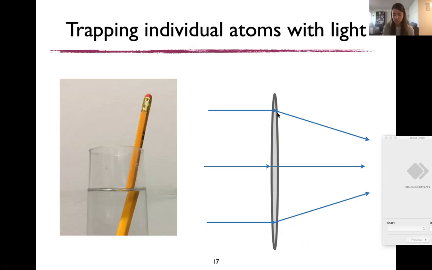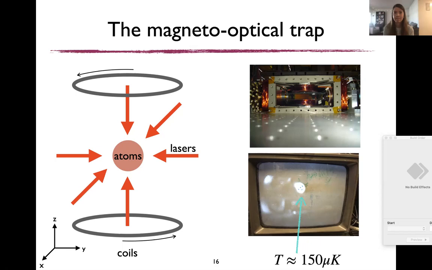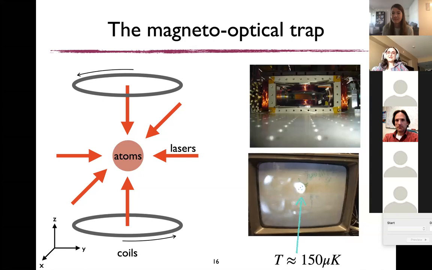Anna, there's a question. I wonder if the person who posted the question on the chat would like to ask it. Sure. Hi. So my question is, what is the intensity of the light that the atoms are shined with? That's a good question. So we use, I guess it was maybe a few hundreds of microwatts, and the beams are like yay big. You do need a fair amount of light to make this work.